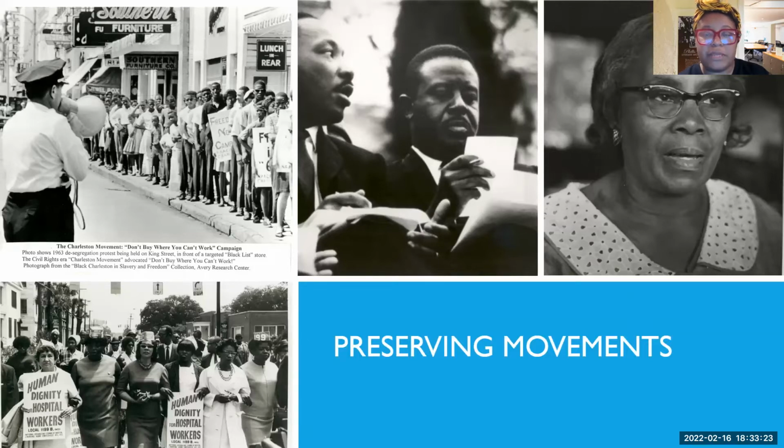Similar to that, we preserve movements. So we have documentation about social justice and the civil rights movement here in Charleston, relating to boycotting, relating to the hospital workers' strike in 1969, when Coretta Scott King and Ralph Abernathy came through. And then Samuel Clark goes over here. So in these ways, we show that South Carolina was pivotal in the civil rights movement. A lot of people think of Atlanta, Birmingham, Greensboro, but not Charleston. And so we highlight these stories, these narratives, to show that Charleston was pivotal in this conversation as well.